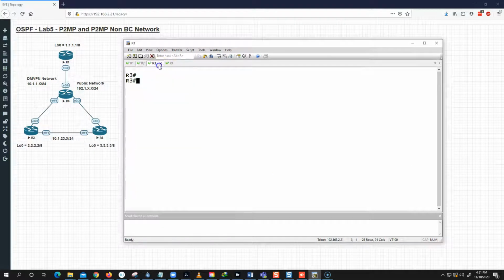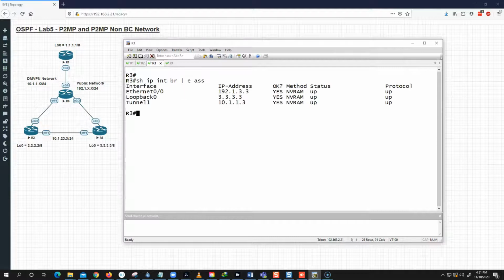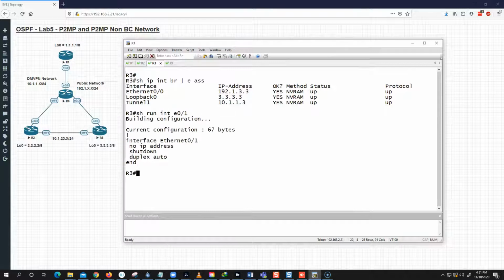So we will have a similar configuration on router 3. So we have Ethernet 0/0. We don't see Ethernet 0/1, so there's something missing here. Let's verify that. Have I done it? So there is nothing. So let me fix that issue first.